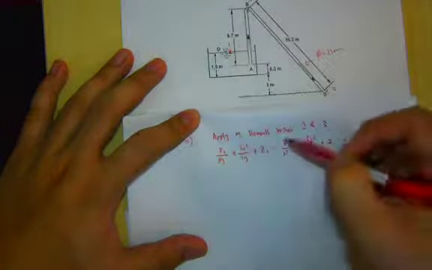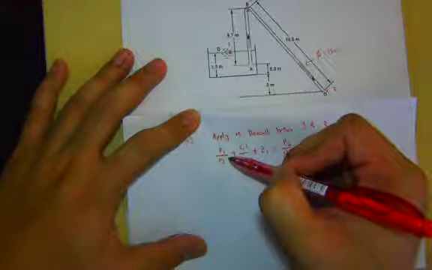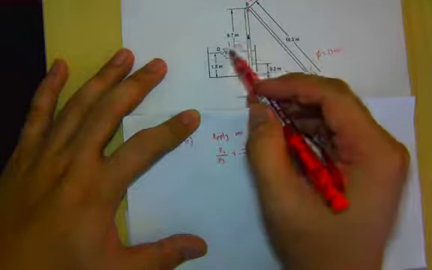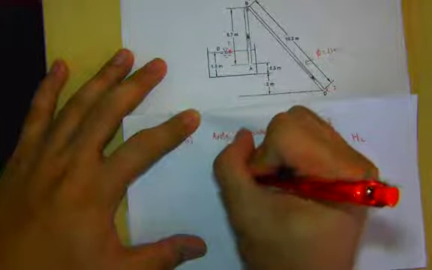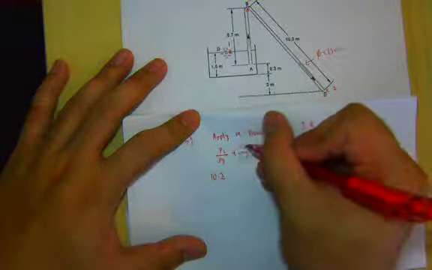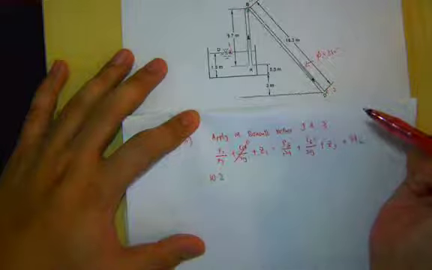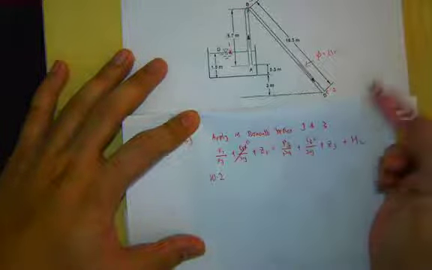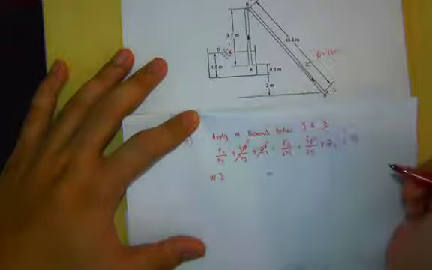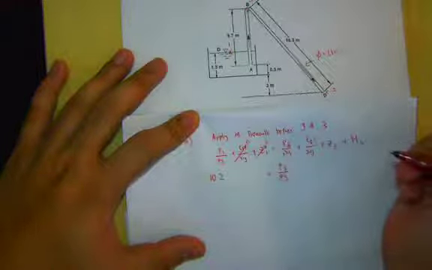between 1 and 3. So P1 over rho G plus C1 square over 2G plus Z1 is equal to P3 over rho G plus C3 square over 2G plus Z3 plus your losses. Same thing? Actually no, because today P1 is exposed to the atmosphere, but P3 is the unknown, so we can no longer cancel them because they are not the same.